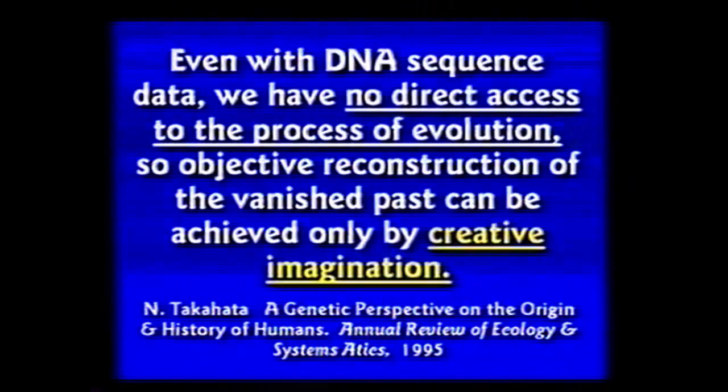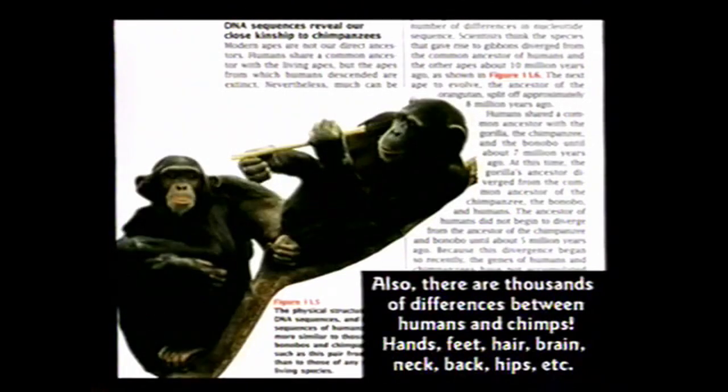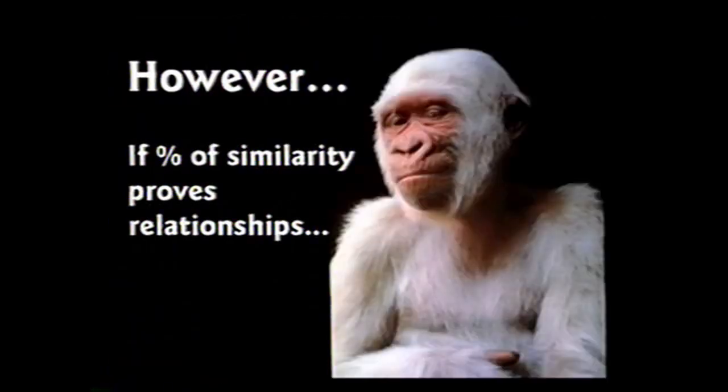Even experts will tell you we have no direct access to the process of evolution using DNA. It's only by creative imagination, especially when you consider that probably less than 1% of human DNA has been thoroughly analyzed. Even if 99% of that 1% was similar to chimps, that still wouldn't prove any relationship. It would prove a common designer. Chimps and humans have millions of differences, by the way. We could spend a long time on that. However, if you think percentage of similarity proves something, let me show you the research I've been doing.